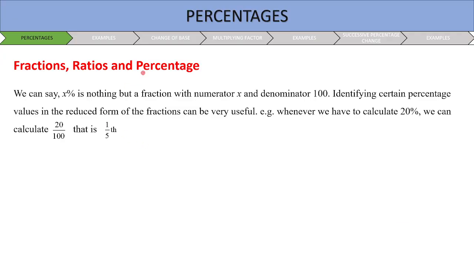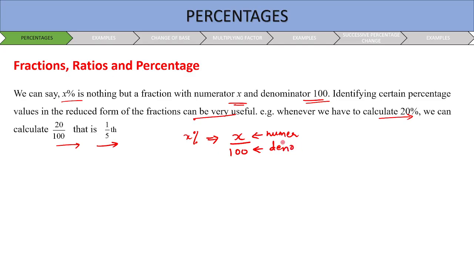Now another thing which comes is fractions, ratio, and percentage. When we say that x percentage is nothing but a fraction with x as numerator and denominator 100, identifying certain values in the reduced form of fractions can be very useful. Example, when we have to calculate 20 percentage, we can calculate 20 by 100, that is 1 by 5. So what does this statement tell us? That if you talk about x percentage, then x percentage is nothing but x out of 100, where x will be in your numerator and in your denominator there will be 100.